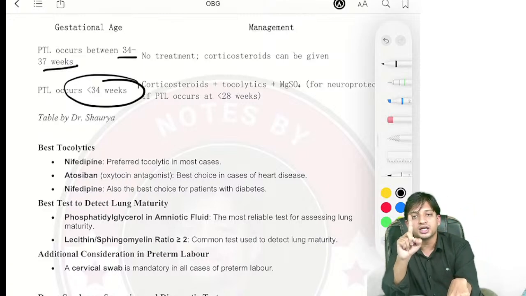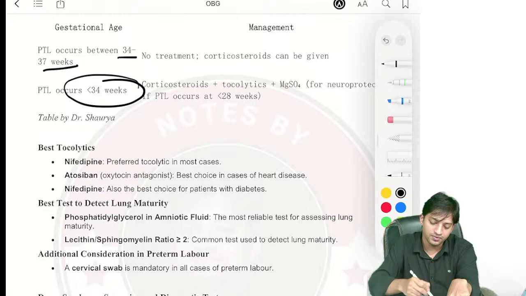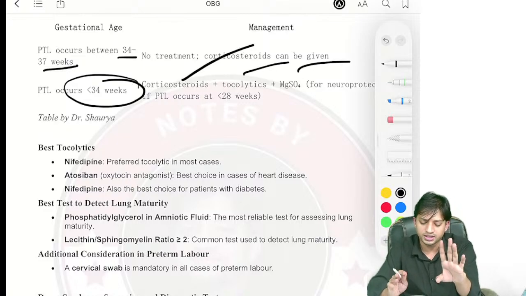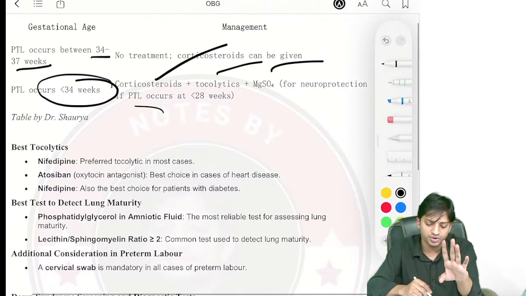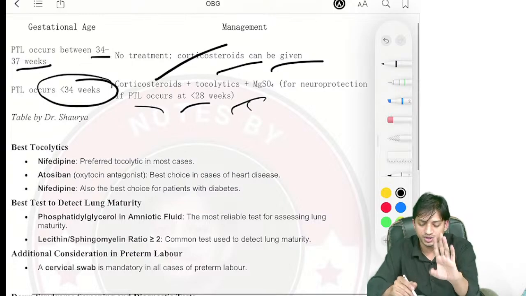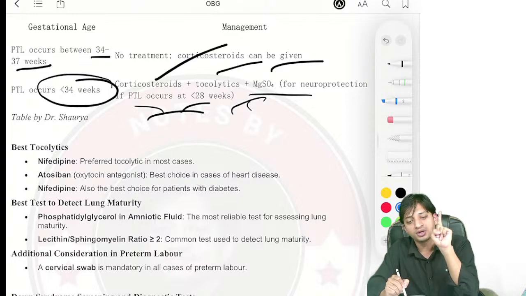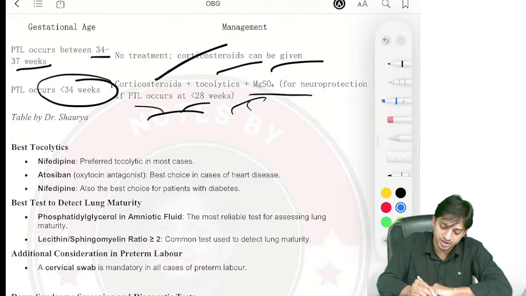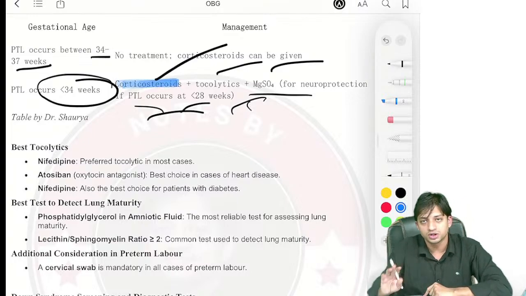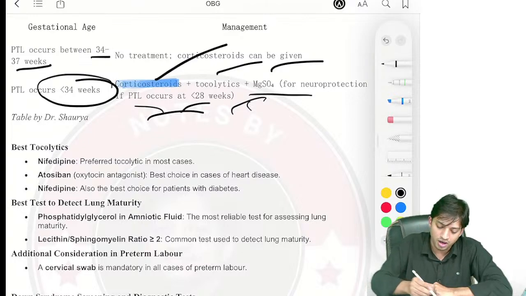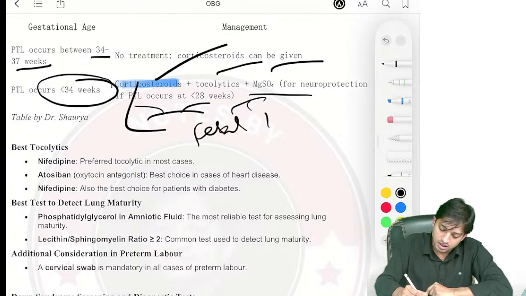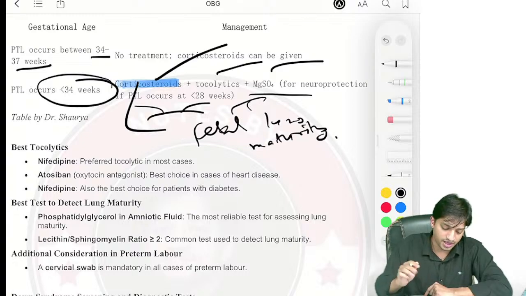Fetal lung maturity has not been achieved. You will have to give corticosteroids and tocolytics, and MgSO4 for neuroprotection in preterm labor at less than 28 weeks. But this is not very important from your examination point of view. The topic that is most important for preterm labor management, less than 34 weeks, is corticosteroid. Why is it given? It is given for fetal lung maturity. I have discussed it, so I am writing it also.